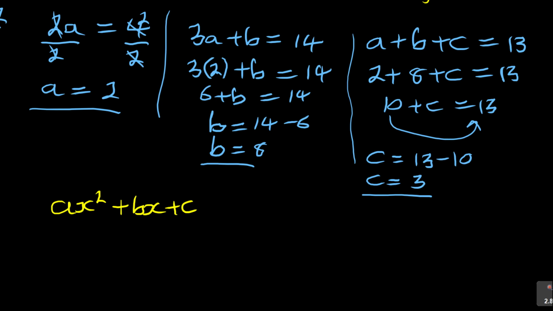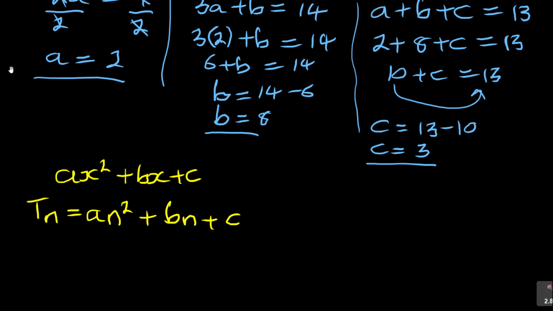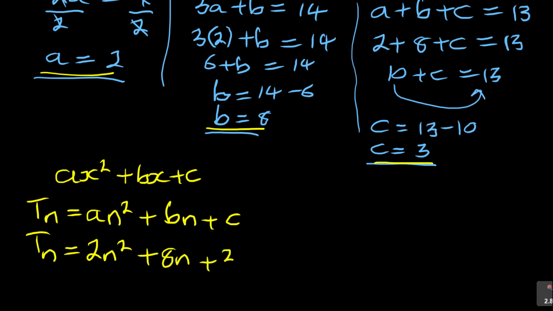So now when you're dealing with sequences, you are going to say Tn is equal to, it still maintains the same thing, it's a, but now instead of x, we are just saying n squared plus b, instead of x again is n plus c. Now we know our a, our b, and our c. That's why we're doing it. Therefore Tn is equal to a, which is 2n squared, plus b, which is 8n, plus c, which is 3. So this is the general term. That's the answer there.